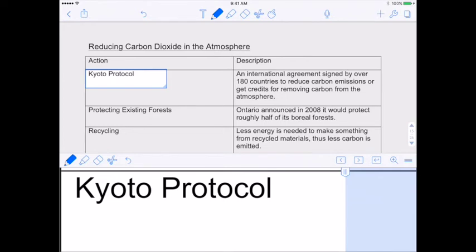And finally, at the community level, we can do things such as recycling. Less energy is needed to make something from recycled materials. Therefore, less carbon is emitted into the atmosphere when we use recycled materials.